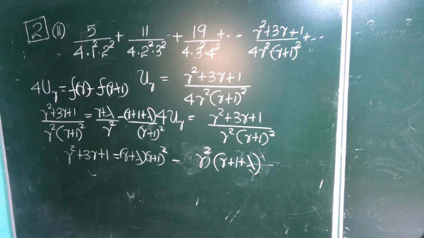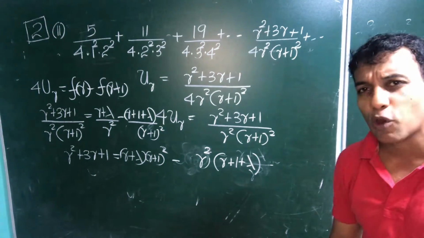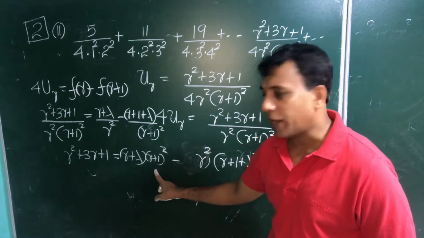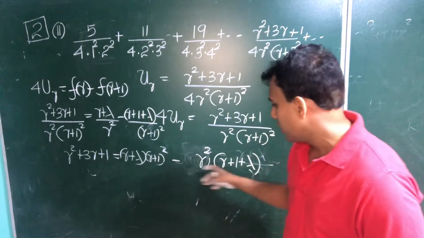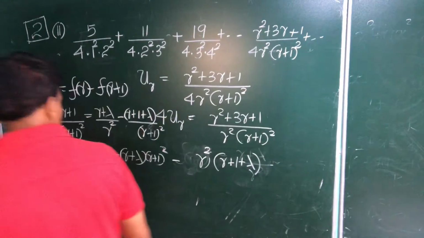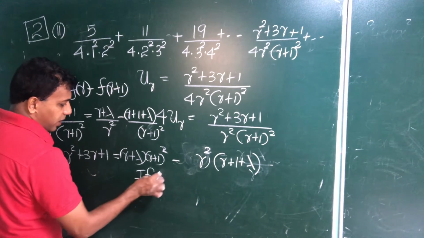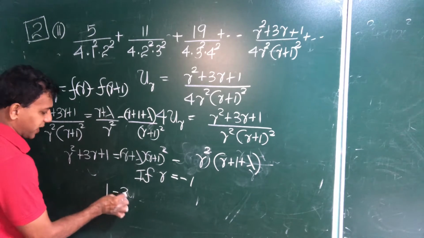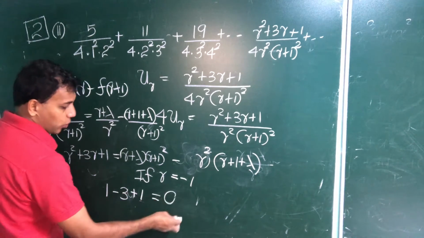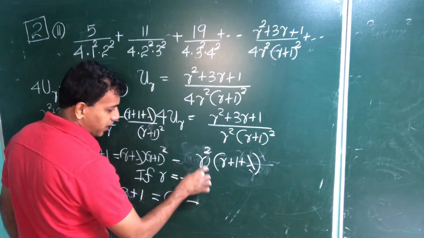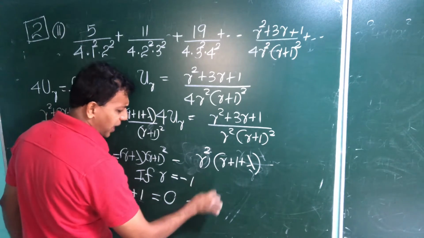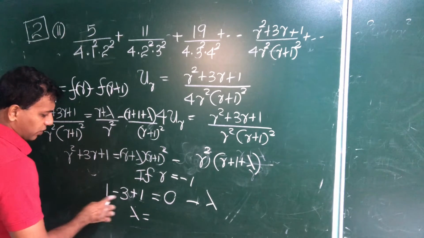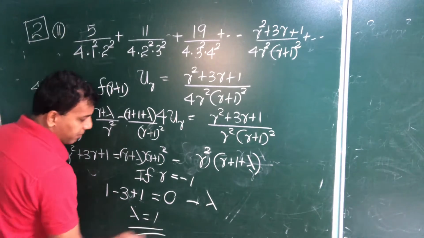So the simple idea to calculate the lambda: put R equal to minus 1, and this part becomes 0, right? Apply R equal to minus 1, this becomes 0, then find the lambda value. So if R equals minus 1: 1 minus 3 plus 1, and minus, here R equals minus 1 means plus 1, R square into R plus 1 plus lambda becomes 0. So what is the lambda answer? Lambda equals 1. Check that: lambda is 1, right?